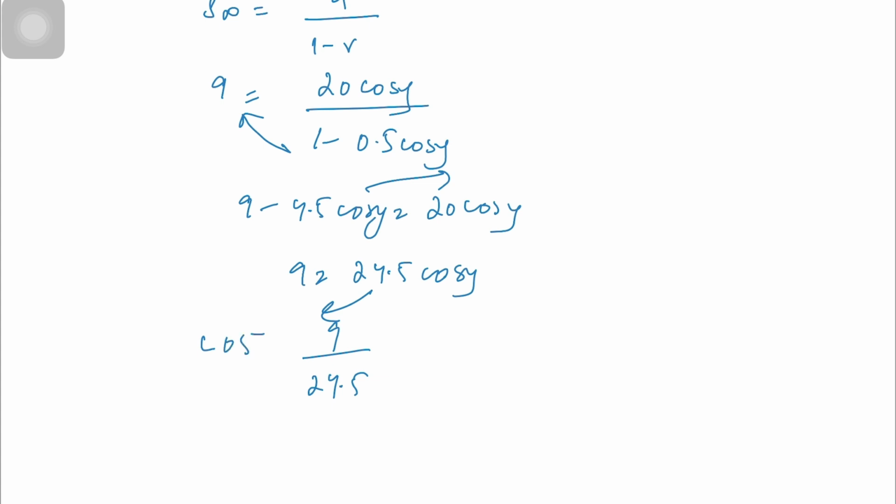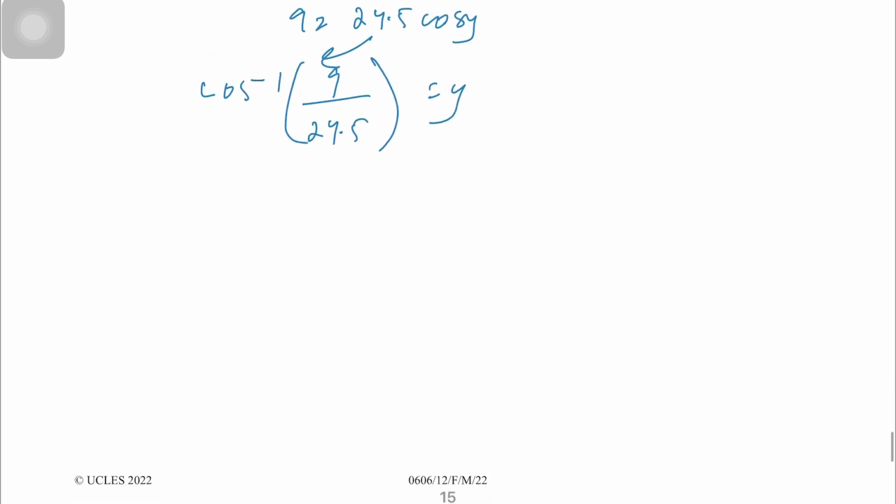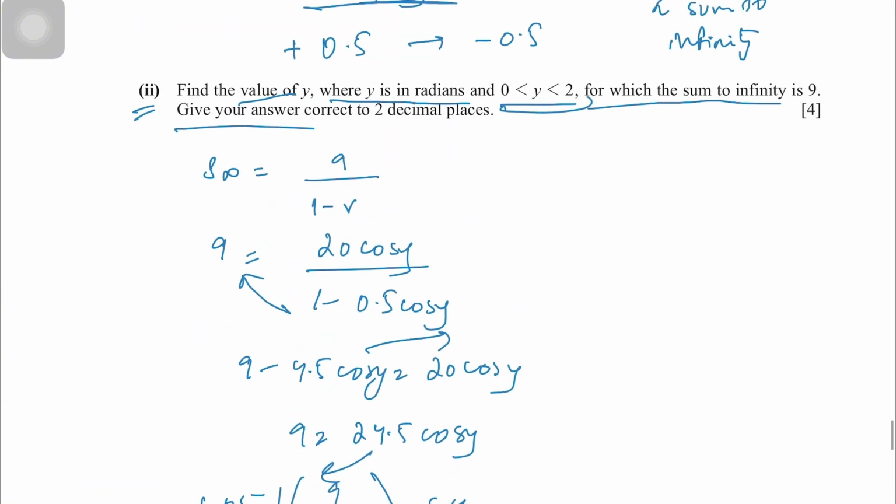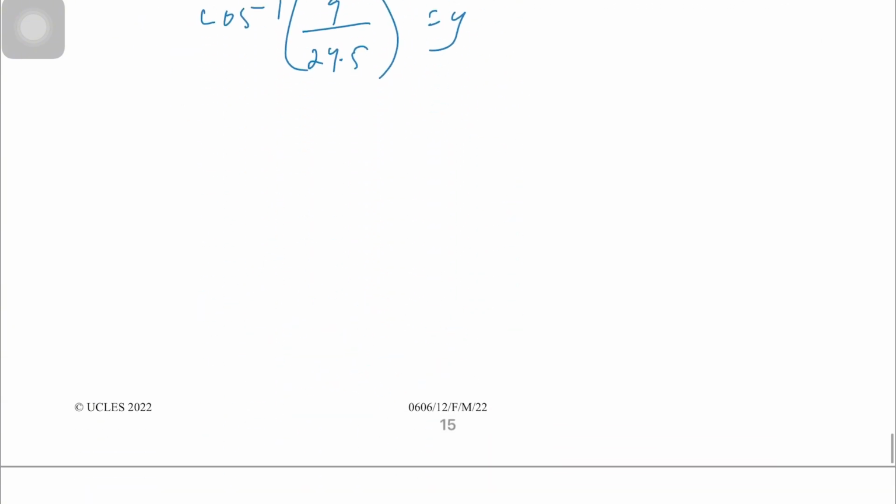And then cos inverse, since it's positive, this would be in the first and the fourth quadrant. The fourth quadrant can't be held because y is between 0 and 2 and it is in radians. So this would simply be in the first quadrant. We calculate this, we get our answer as 1.19. So this is our final answer.